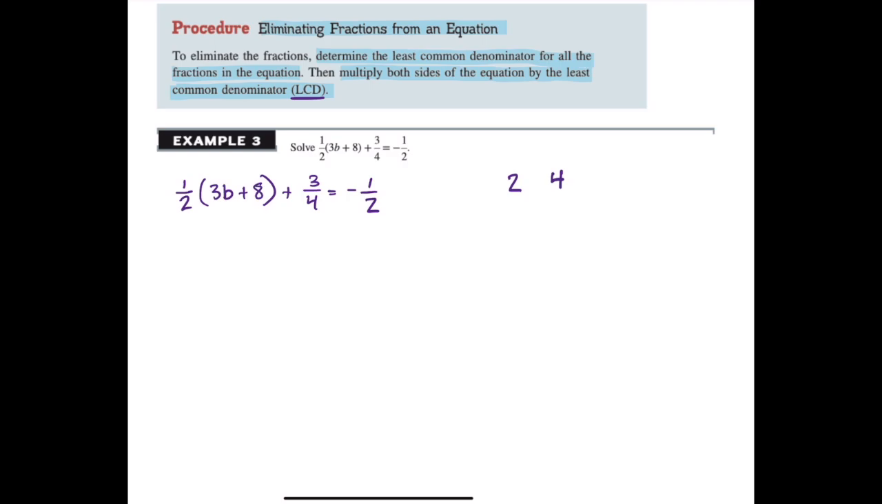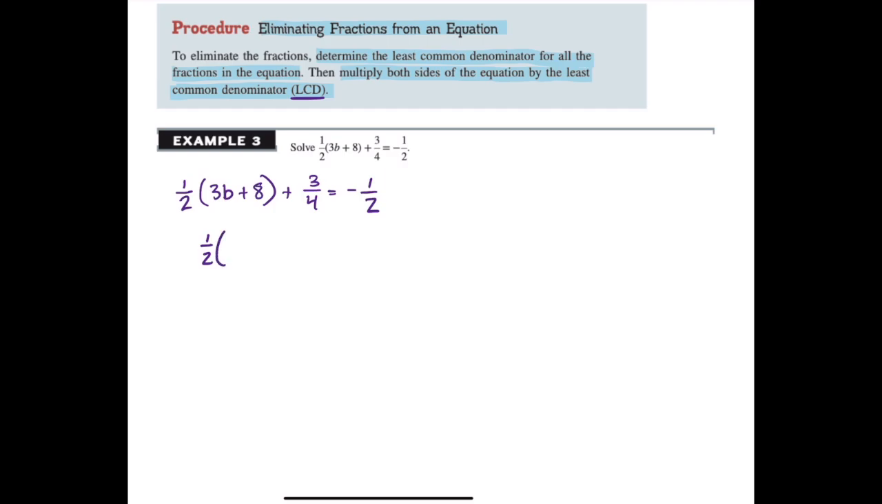So I have a 2 and a 4. What can I make them both by multiplying by something? Well, if I multiply the 2 times 2, I can make it a 4, and then they would be the same. So in this case, I would say 4 is my least common denominator. 4 is the smallest number that I can turn both of these denominators into. So it's saying to multiply both sides by this least common denominator. So let me write this out in another line just so we can visualize.